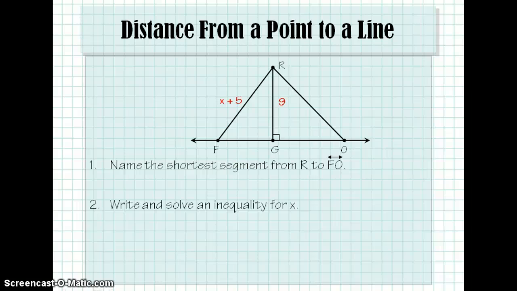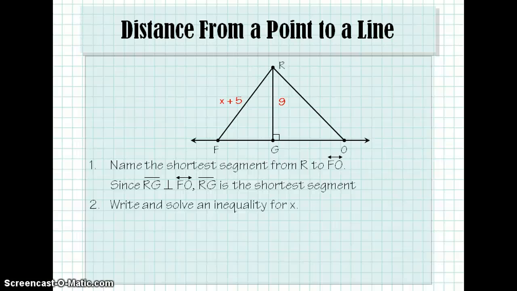So another example here, distance from a point to a line, and this is how we're going to be seeing these types of problems as far as an inequality is concerned. Looking at this diagram, if I want to name the shortest segment from point R to my line FO, as we said earlier, the distance from a point to a line is the perpendicular. So that's going to be my shortest segment. So RG is going to be the shortest segment.